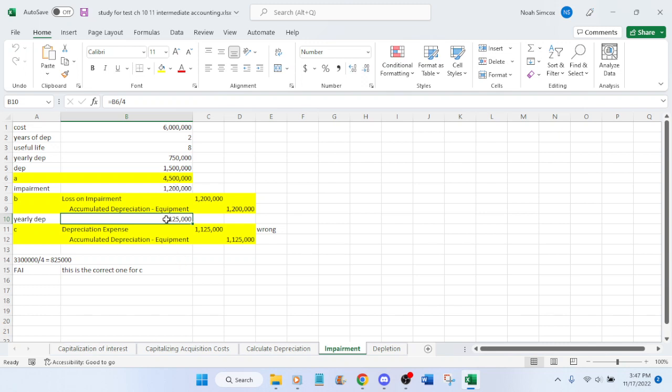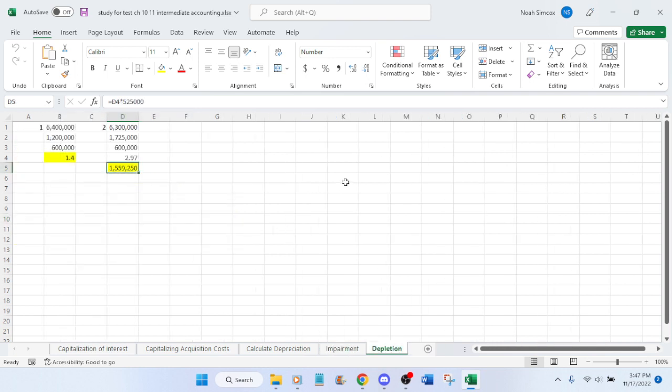Wait, hold on a second. Yeah, so basically the reason I messed up is that I forgot to reduce the carrying amount by this amount for some reason. So take this minus this to get the new value, and then divide by 4 to get the correct amount. So depletion. I got the right answer for depletion, but it's going to be more complicated.